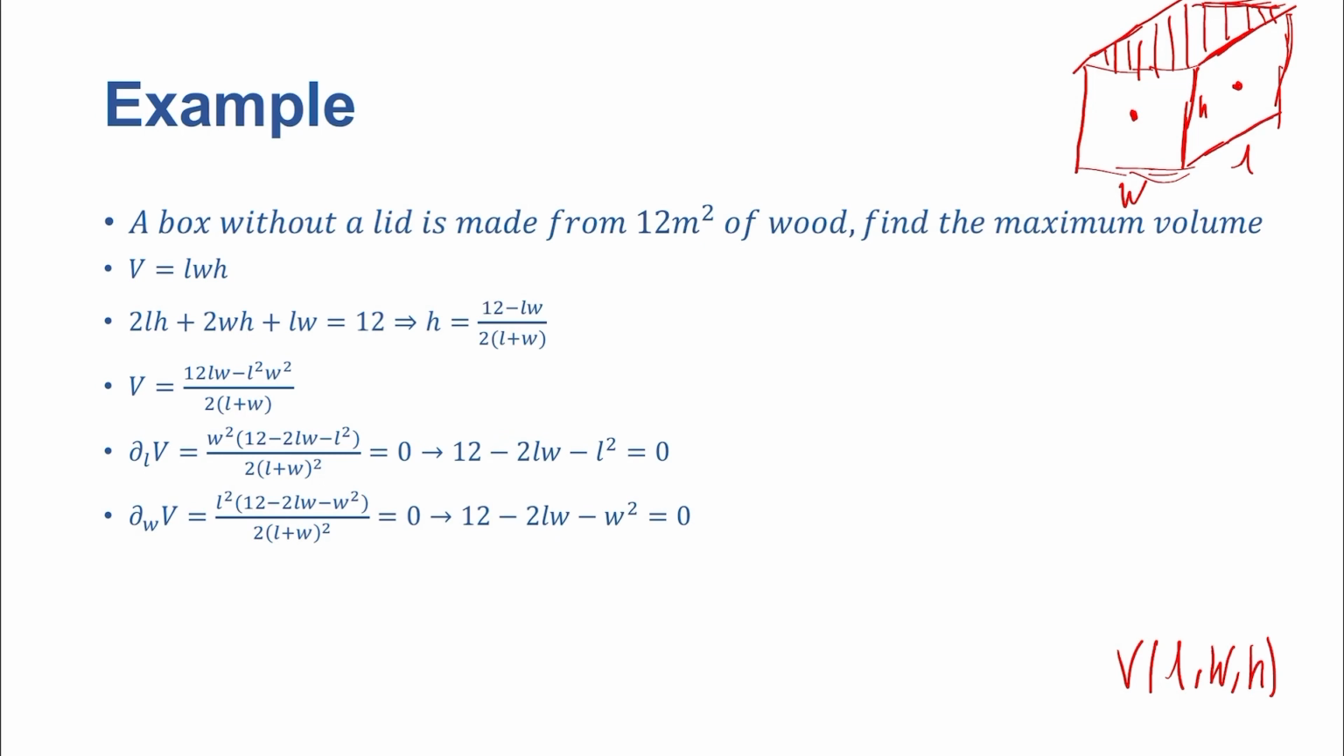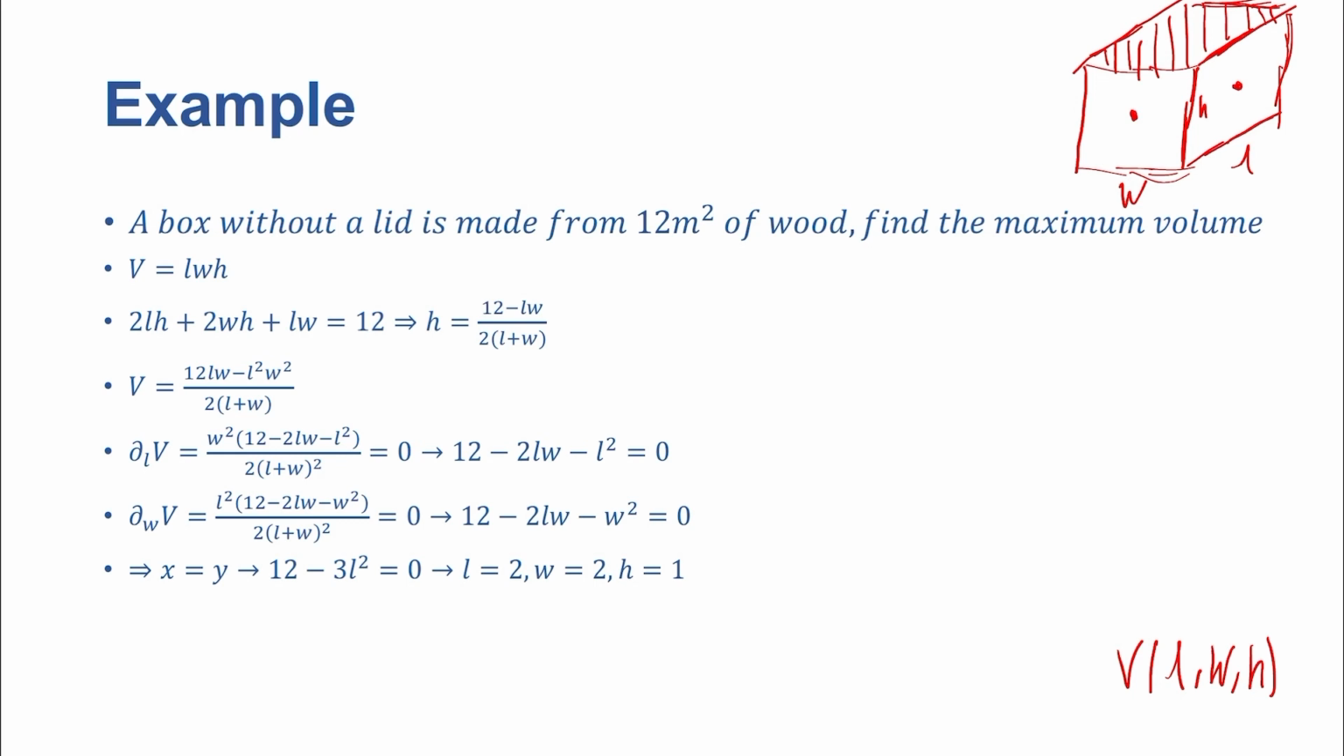We're going to do the same for the width partial derivative. So we take the partial derivative with respect to width of the volume. We get length squared times 12 minus 2 times length times width minus width squared over 2 times length plus width squared equals 0. Again, doing the same trick with the denominator, we get 12 minus 2 times length times width minus width squared equals 0. Now we are looking at an expression where it's very likely that length is going to be equal to width, because these expressions are so similar looking. If we set those equal to 0, they need to be equal to one another. So we get 12 minus 3 times length squared equals 0.